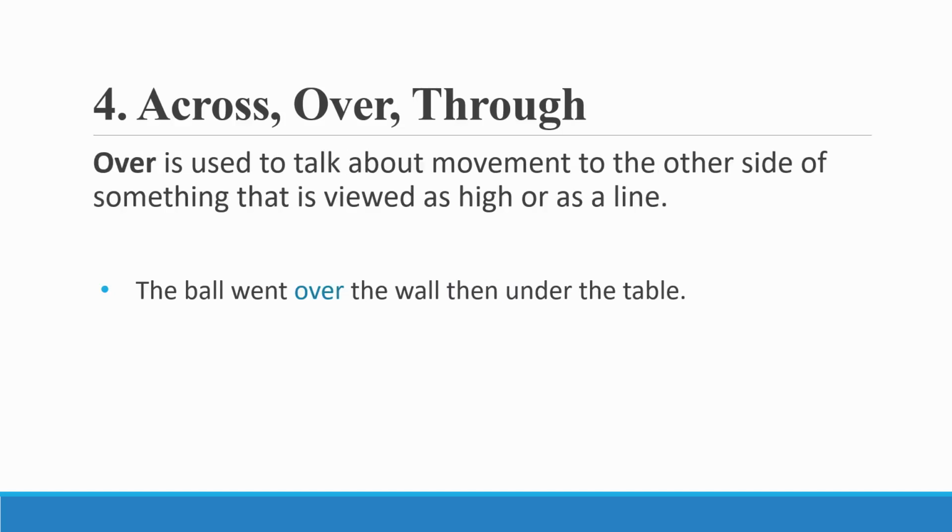Over is used to talk about movement to the other side of something that is viewed as high or as a line. For example, the ball went over the wall, then under the table. The wall here is the highest point where the ball went above.